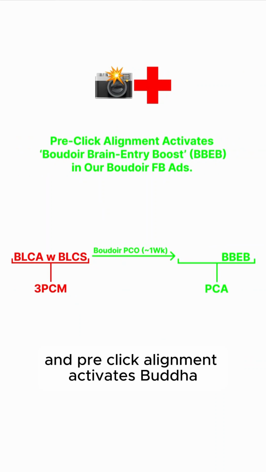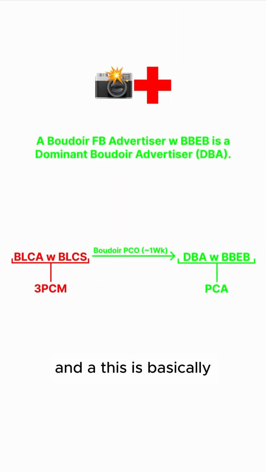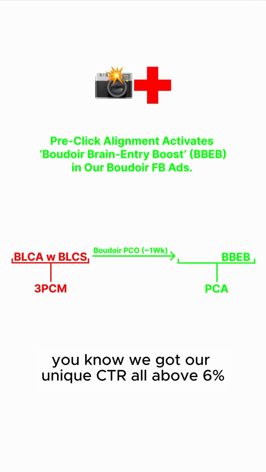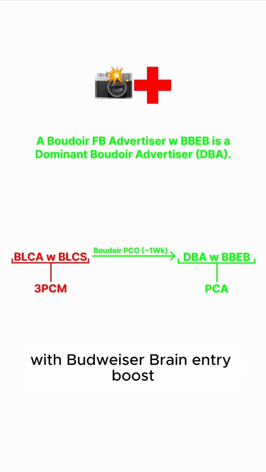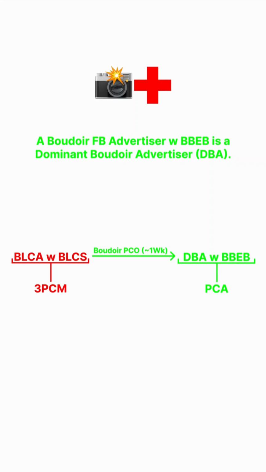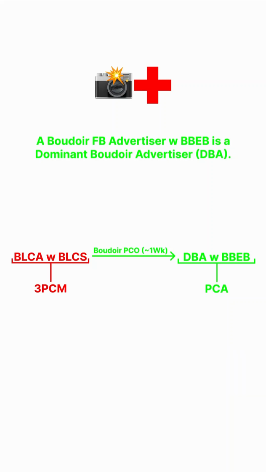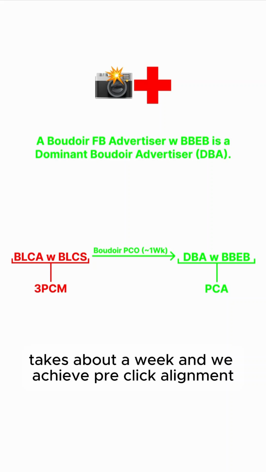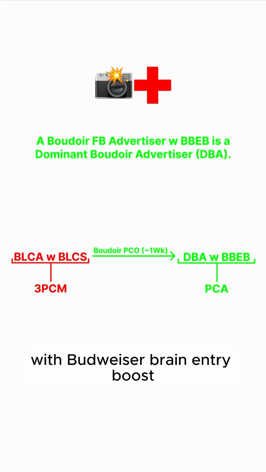And pre-click alignment activates Boudoir brain entry boost in our Boudoir Facebook ads. And this is basically, we got our unique CTR all above 6%. And a Boudoir Facebook advertiser with Boudoir brain entry boost is a dominant Boudoir advertiser, a DBA. So we got our full universe here. We got a BLCA with BLCS is caused by the 3 pre-click mistakes. That's fine, easy enough. Treated with Boudoir Pico, takes about a week. And we achieve pre-click alignment. We become a dominant Boudoir advertiser with Boudoir brain entry boost.